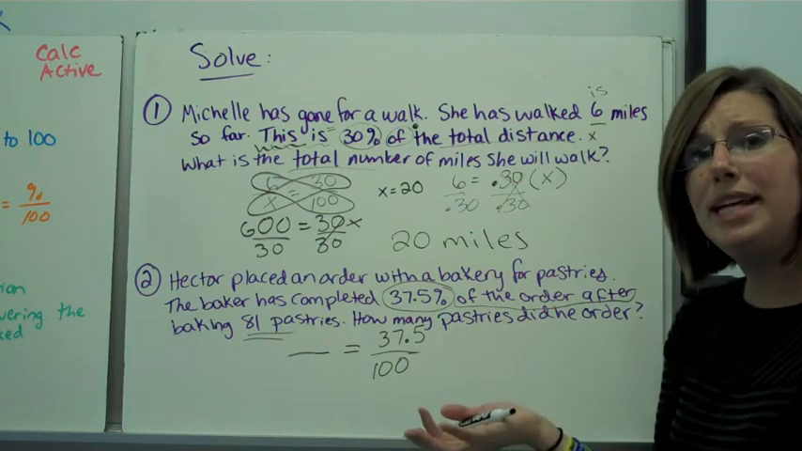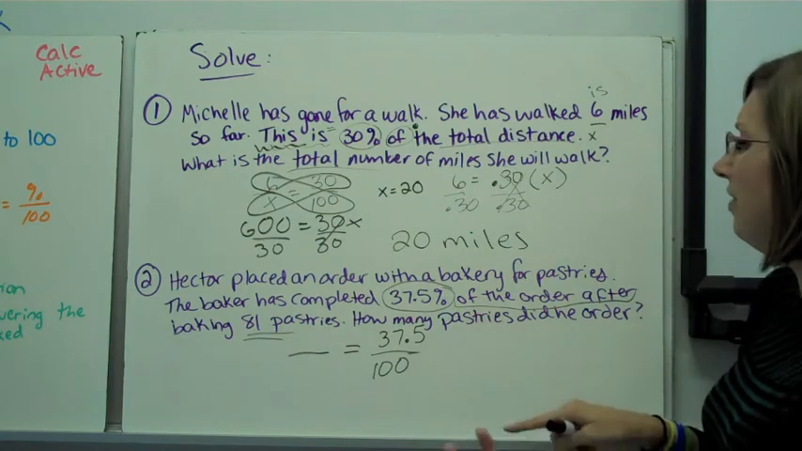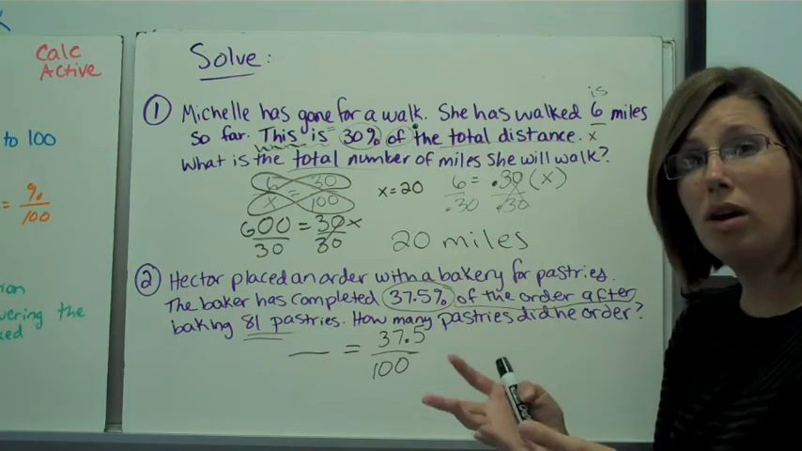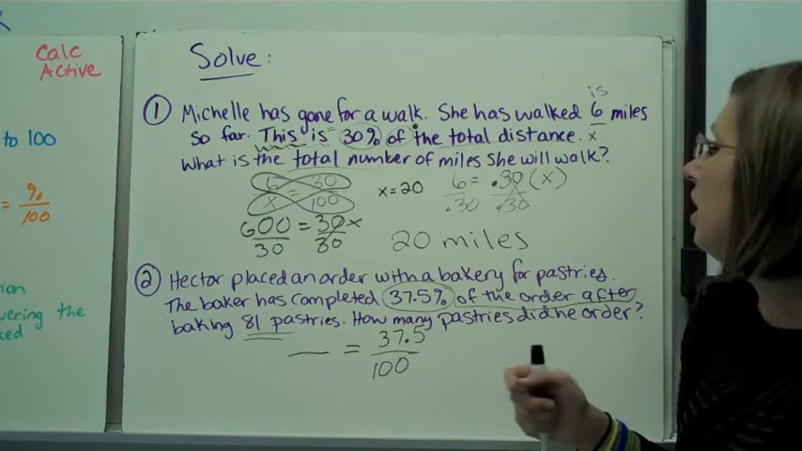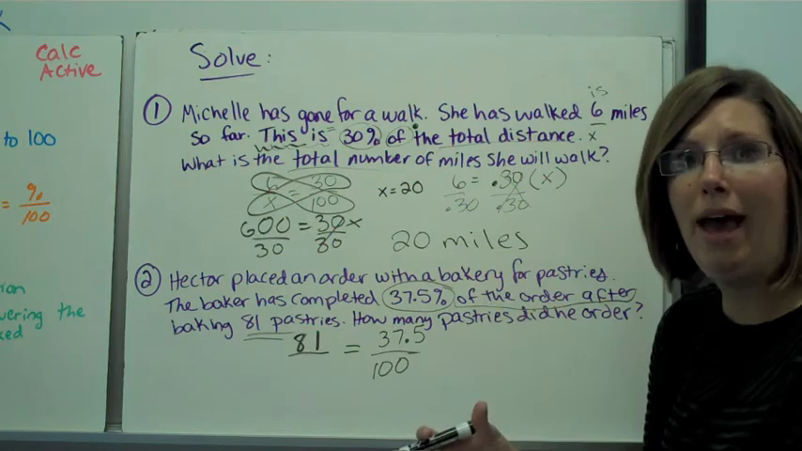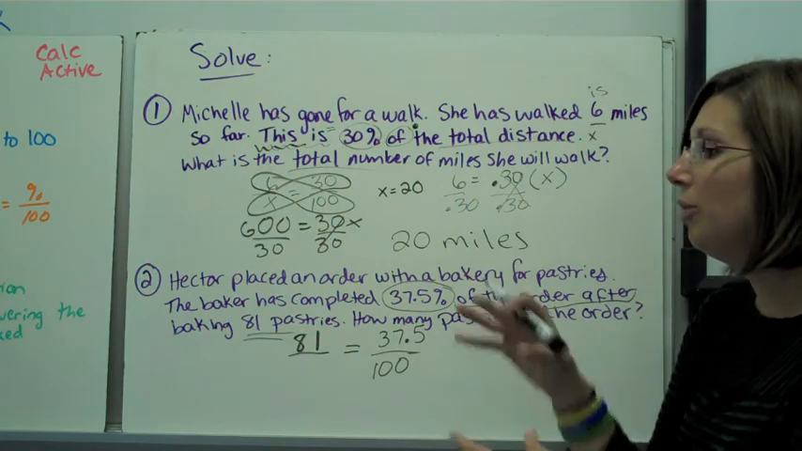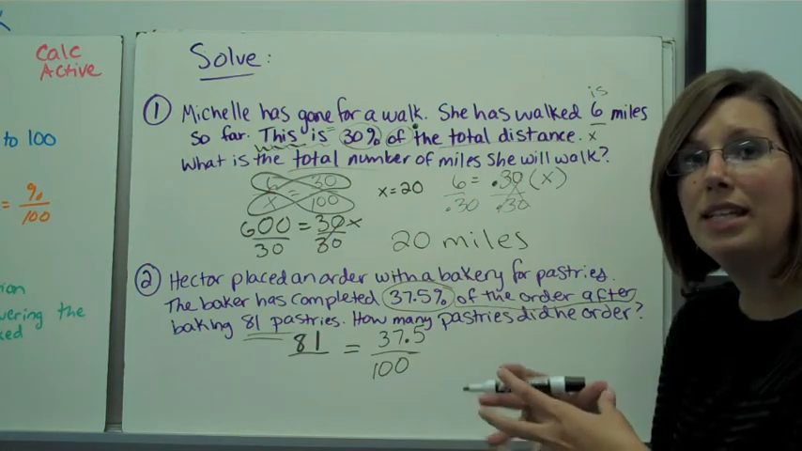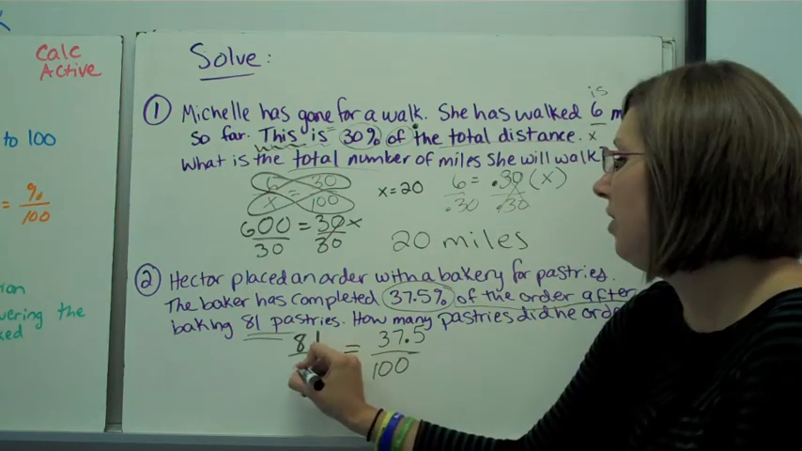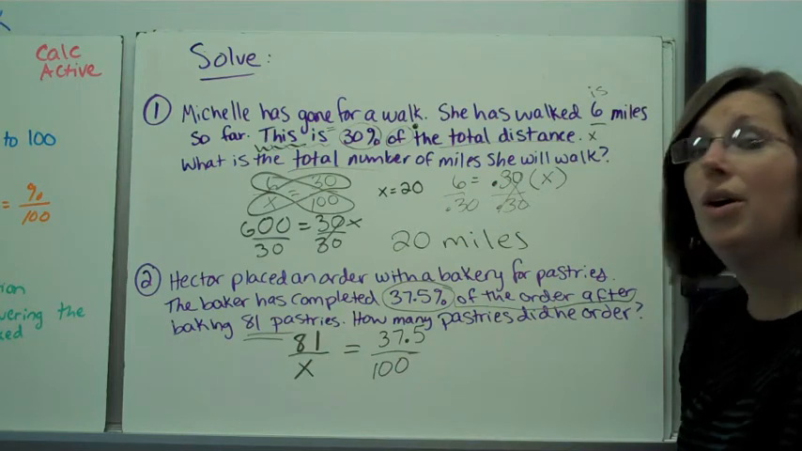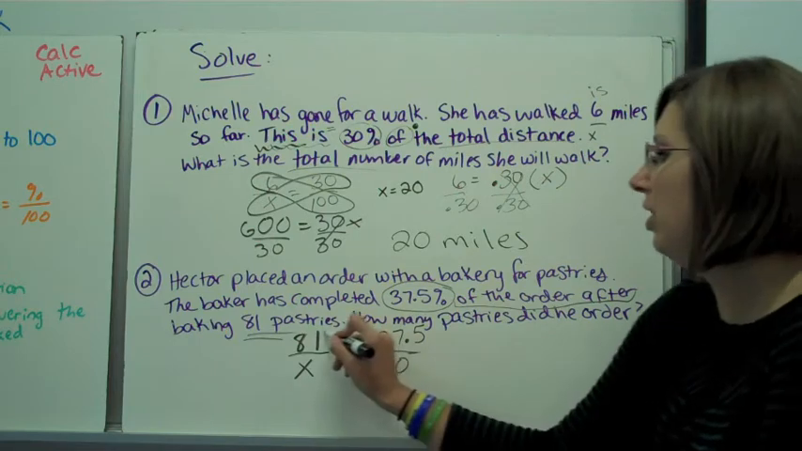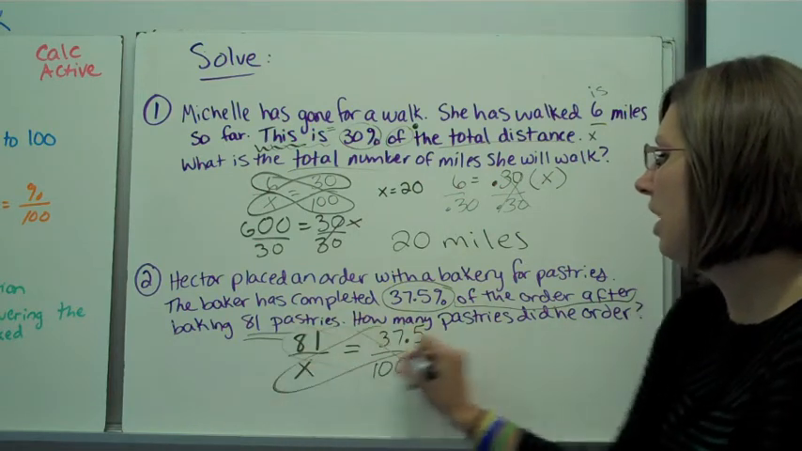So I've got 81 pastries of the order. So I have to think about what's the part and what's the whole. My 81 pastries is part of the whole shebang. He's only baked 81 pastries out of the total he's supposed to bake. So I know that 81 goes on top and my unknown goes underneath. Now that I have it set up, I'm just going to cross multiply and solve.